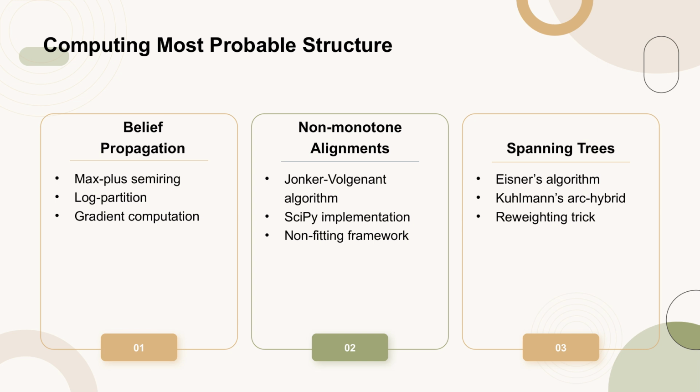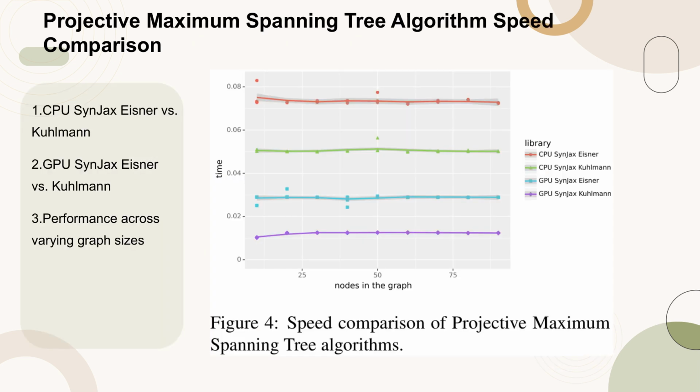For non-projective spanning trees, a combination of reweighting and Tarjan's algorithm is used. Figure 4 presents a speed comparison of different algorithms used for computing the maximum projective spanning tree. The comparison includes CPU and GPU implementations of SynJax using both Eisner's algorithm and Kuhlmann's tabulated arc-hybrid algorithm.